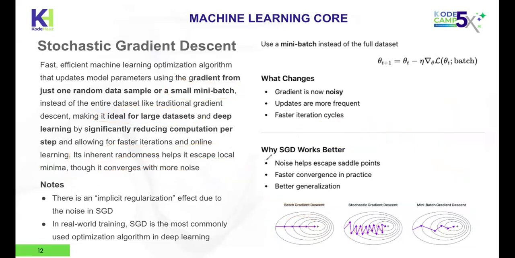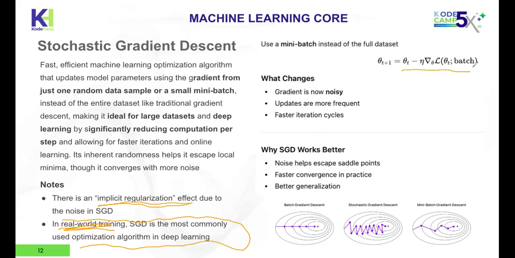So the note for stochastic gradient descent is that the implicit regularization is due to the noisiness. What we mean by regularization here, we'll talk about it later, is a way of preventing your model from getting stuck in a local minimum by just changing things randomly a little bit. Okay, so it can jump out. So the truth of the matter is in real world training, SGD is the most commonly used optimization algorithm in deep learning, stochastic gradient descent.